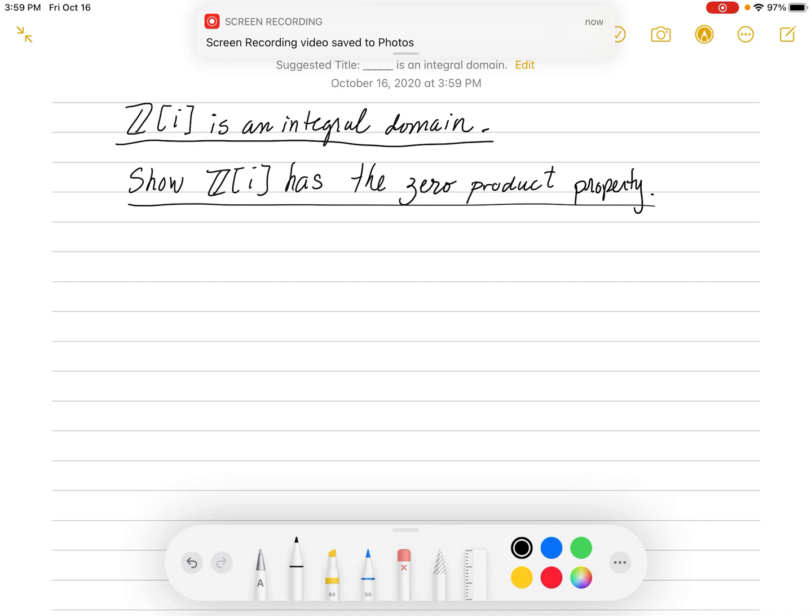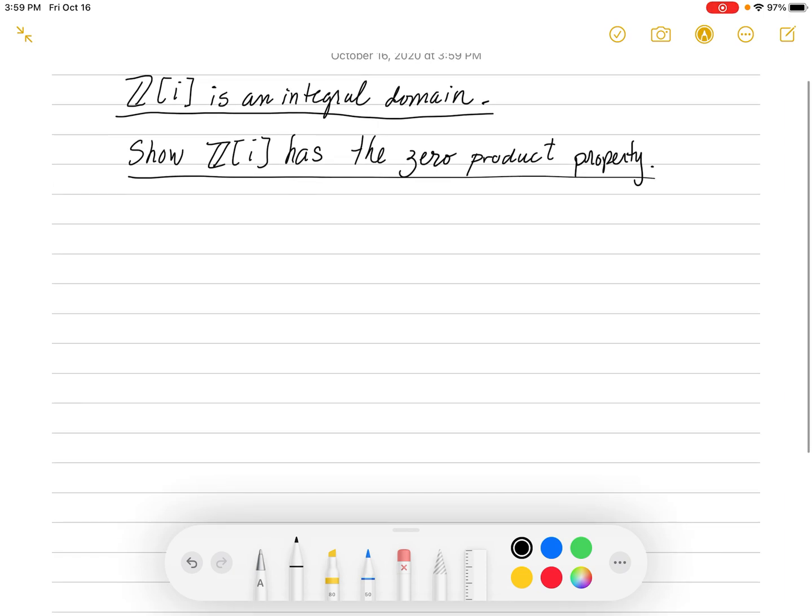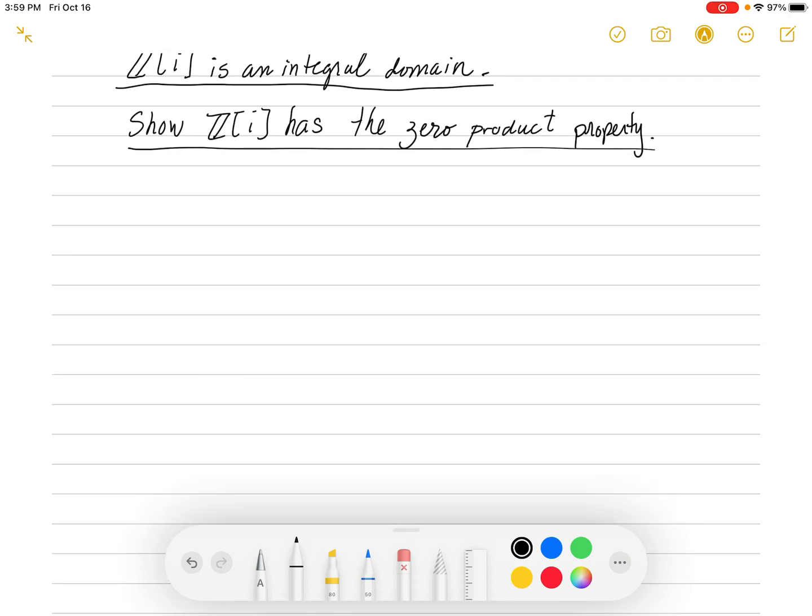We introduced the Gaussian integers, Z adjoin i. The set of Gaussian integers, we said, is an integral domain. So that means they satisfy the zero product property. So we want to show that. It's a challenging thing to show, so proof.